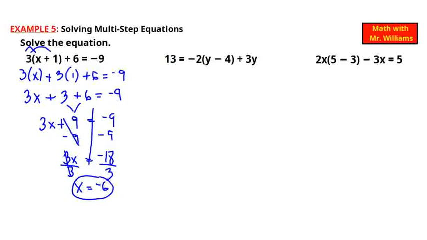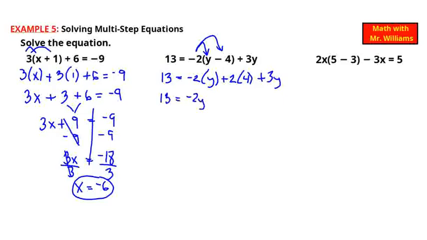All right, on to the second one. We're going to again distribute. So we're going to take the negative 2, we're going to give it to the y, and to the negative 4. 13 equals negative 2 times the y. Because it's a negative negative, we have a positive 2 times a 4. We have plus 3y. All right, let's multiply it out. 13 equals negative 2y plus 8 plus the 3y.